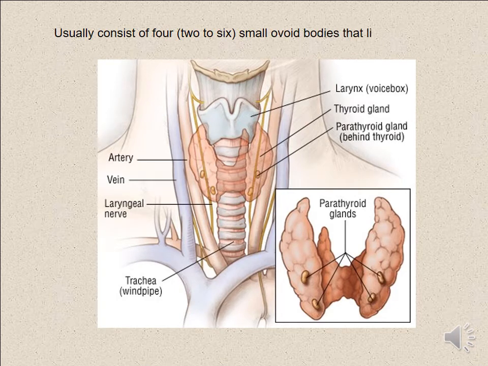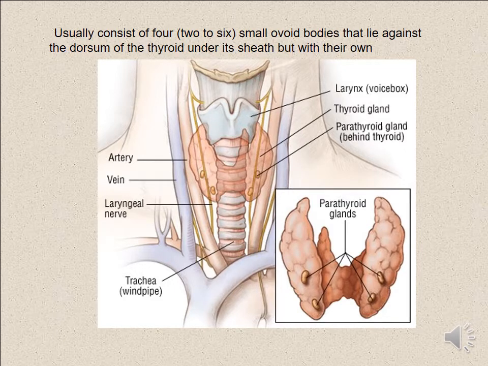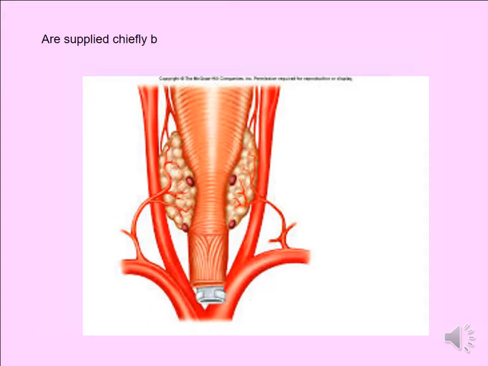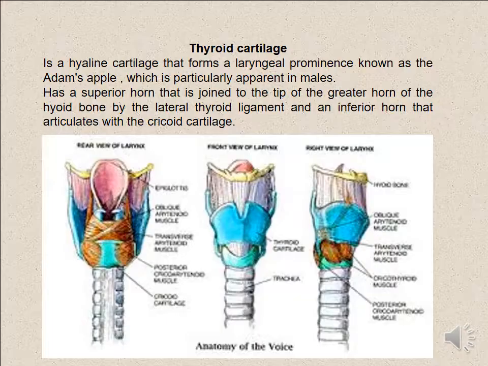Usually consists of 4 or 2 to 6 small ovoid bodies that lie against the dorsum of the thyroid under its sheath but are uncapsulated. Are supplied chiefly by inferior thyroid artery. Its blood supply is through the inferior thyroid artery alone to the 4 or 6 small glands.